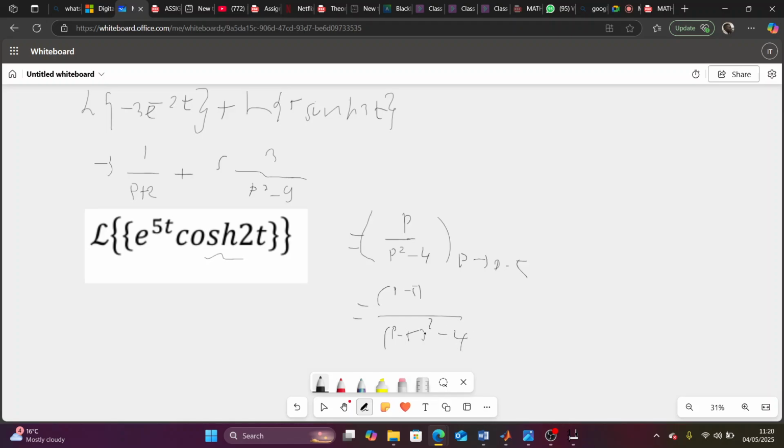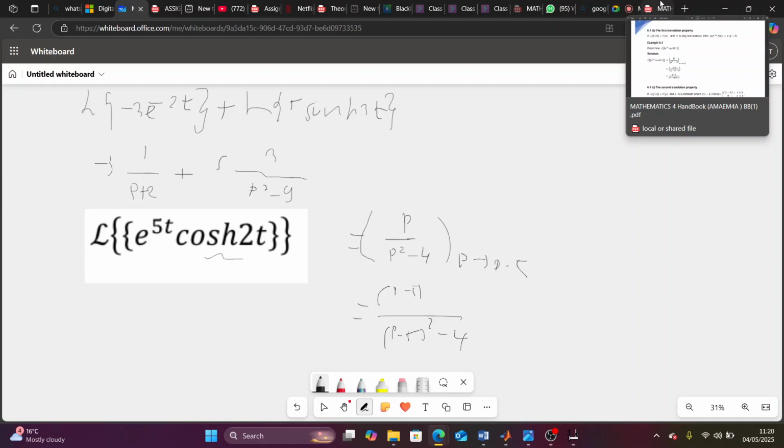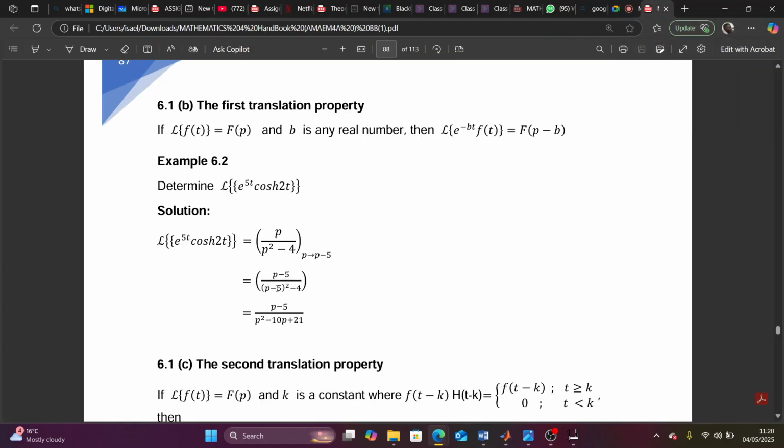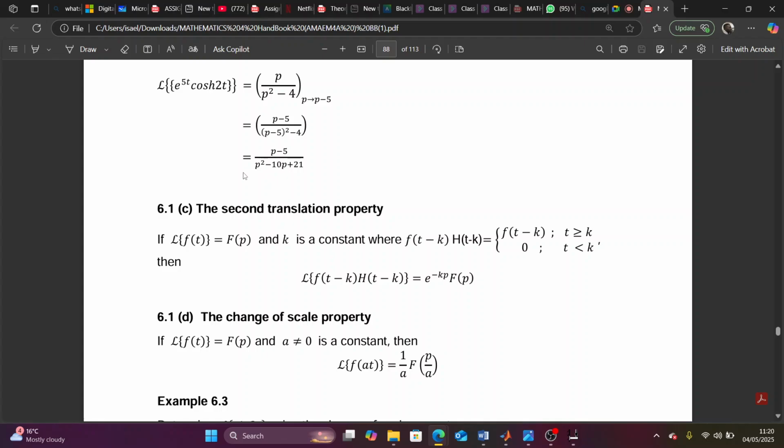So literally this one has a formula for it. You can look up the Laplace formula that gives you this straightforward. So there's no need to waste a lot of time there. What is the second one? They say the second translation property is the Laplace of f of t, and k is a constant, where f of t is this.